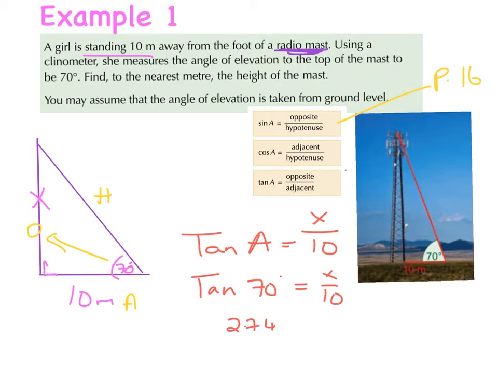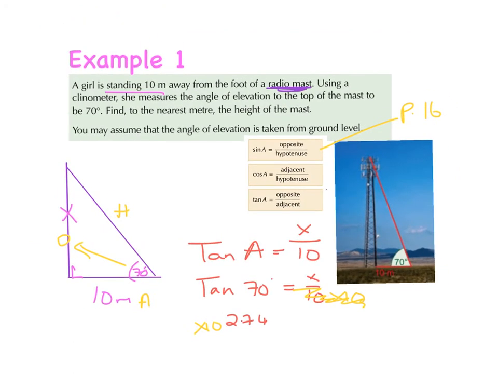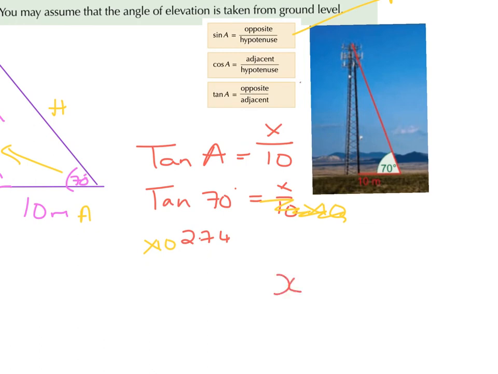Okay, and I've got 2.74. I'm then going to multiply this side by 10 because I want to get rid of this divide by 10. I'm going to multiply this side by 10 because that's what you do in balancing. My divide by 10 and my multiply by 10 cancel. I'm left with x, and if I multiply 2.74 by 10, I will get 27.4. It asks me to the nearest metre, so x, the height of the tower, is 27 metres.